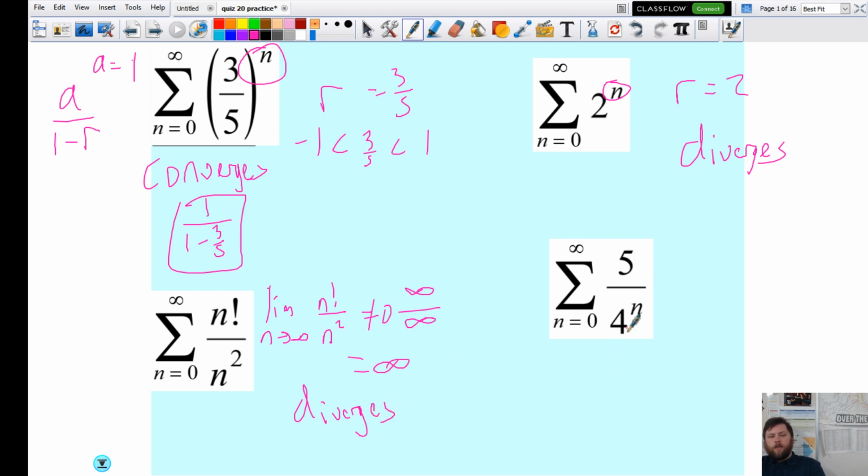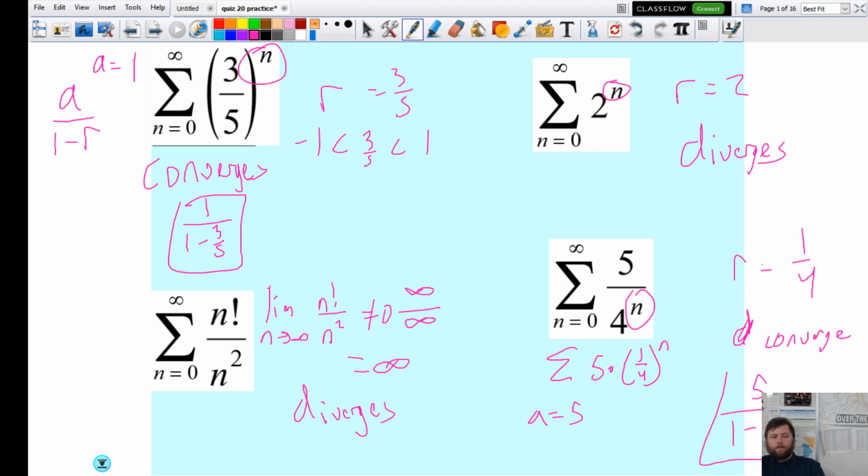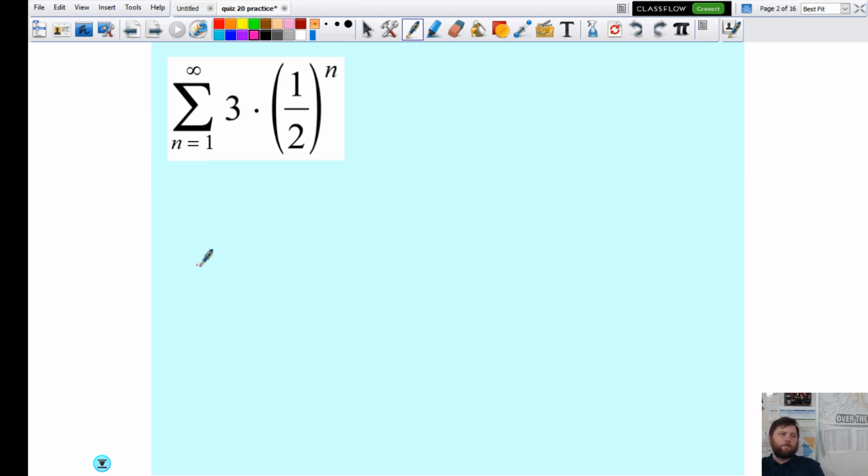Next one. Okay, look at this. Now, don't fall for the trap. Some people see the fraction and say 5/4 is our r. That is false. This is the same thing as writing 5 times (1/4) to the n power, since only the 4 is being nth powered. So my r is 1/4. Therefore, this is going to converge. And what will it converge to? Well, your a is 5 in this case, so it'll be 5 over 1 minus 1/4. Will I simplify that? Heck no. Moving on.